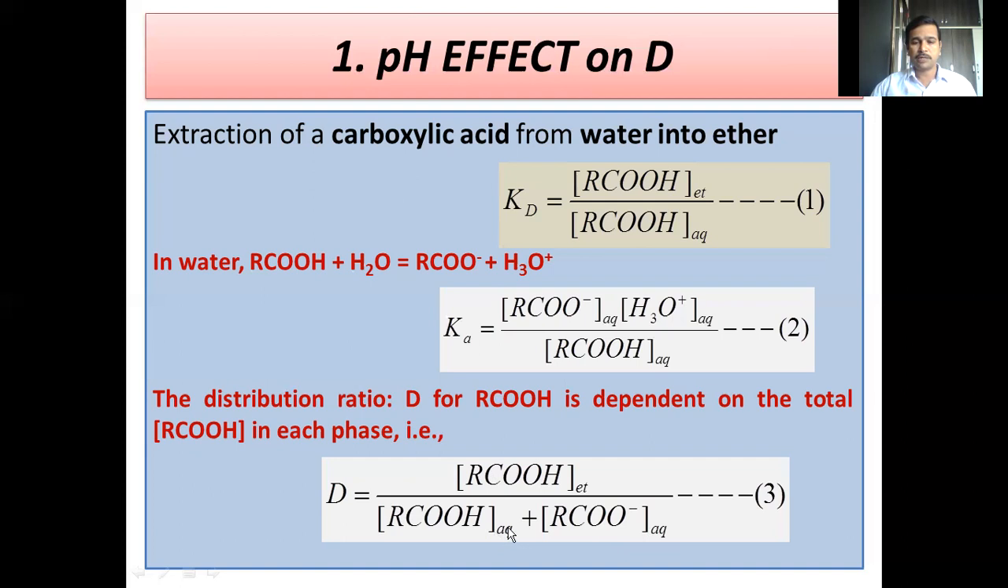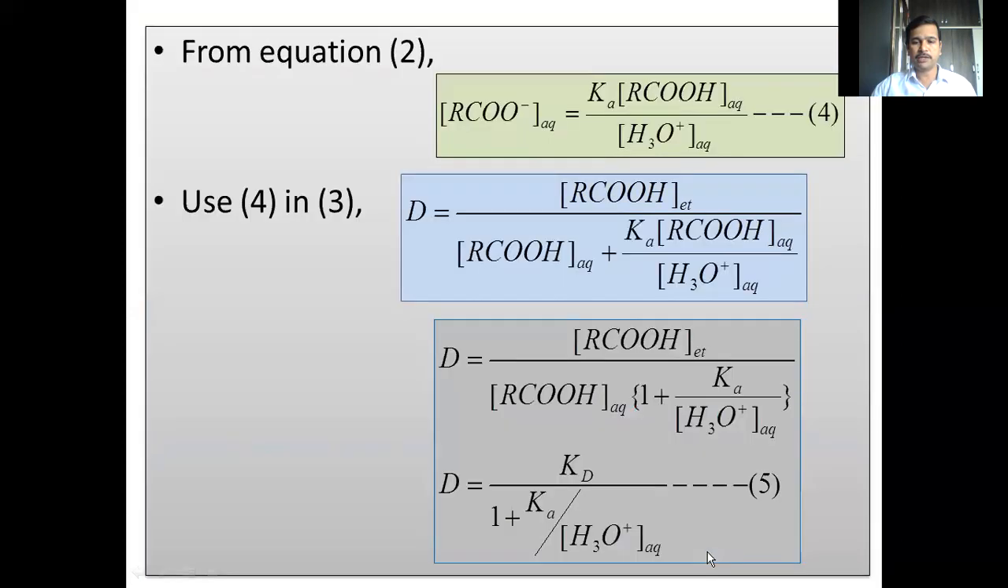So concentration of carboxylic acid in the aqueous layer can be calculated by using the concentration of undissociated carboxylic acid and the concentration of dissociated carboxylic acid. Some amount of carboxylic acid, if it has undergone dissociation, will ultimately produce RCO minus. So its concentration is the RCO minus concentration in the aqueous phase. So D is equal to concentration of the carboxylic acid in the organic phase, that is ether, divided by concentration of the carboxylic acid in the aqueous layer plus concentration of carboxylate anion in the aqueous layer.